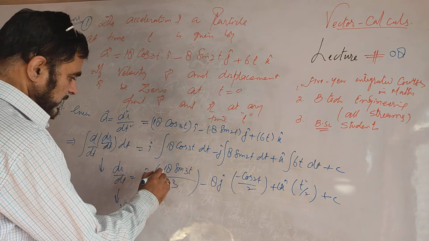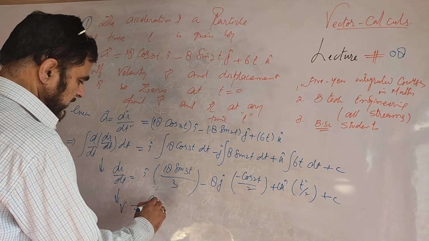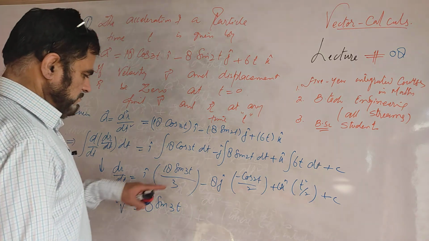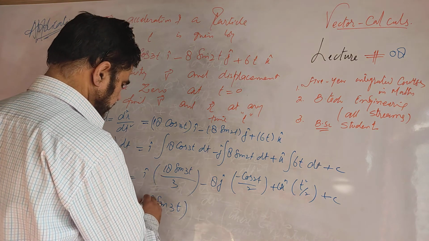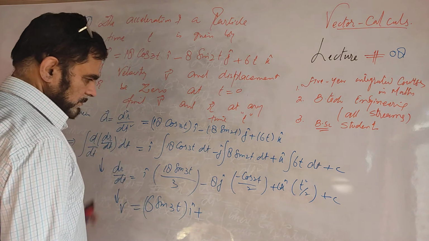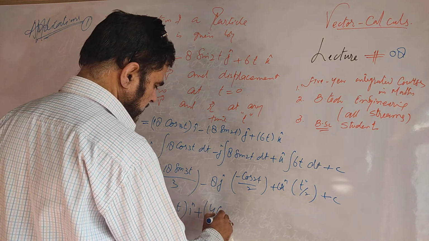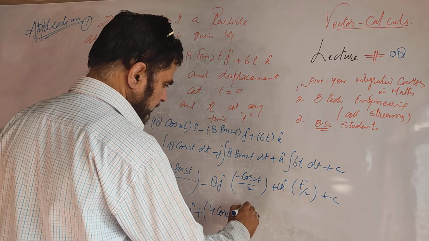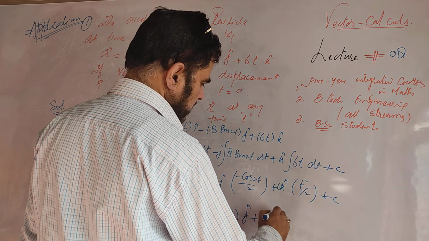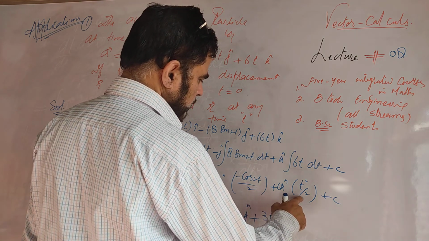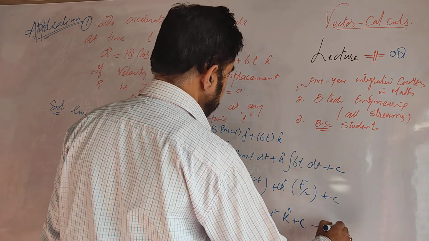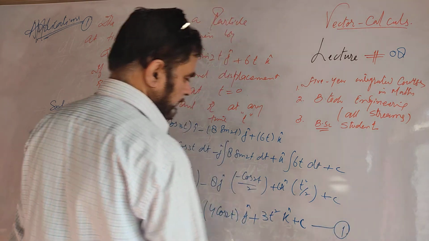This is 6 sin 3t i plus 4 cos 2t j plus 30 t square k plus c. Name this equation number 1.